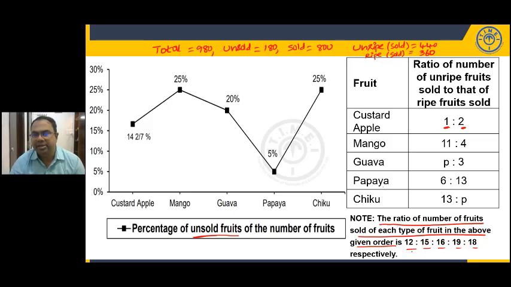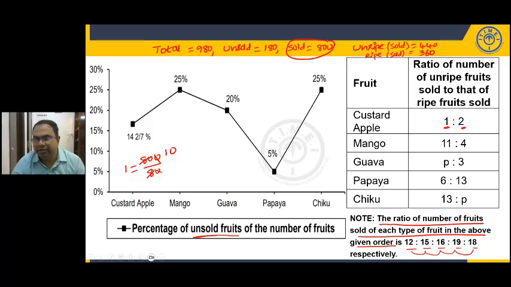Total how many parts? 27, 43, 62, 80. This is the ratio of number of fruits sold. How many fruits were sold? 800. One part value will be 800 divided by 80. So each part value is 10.